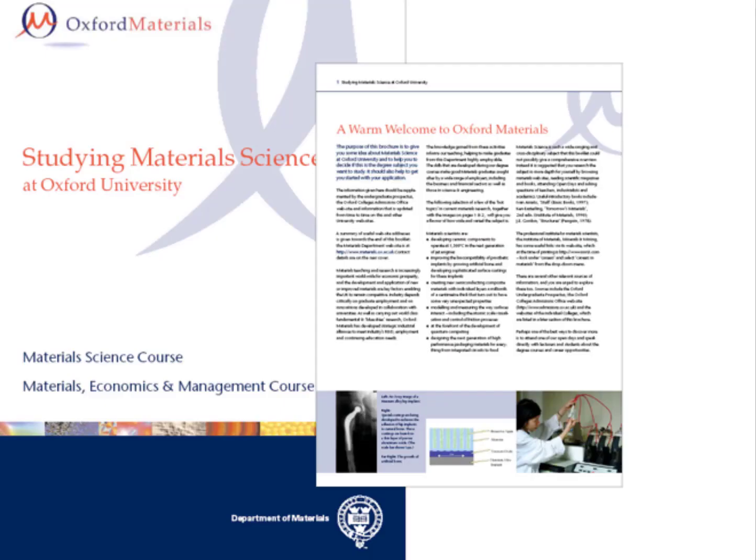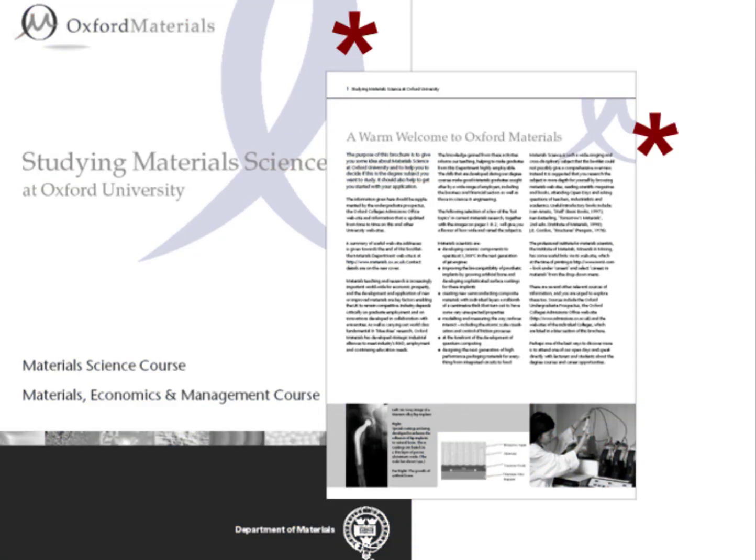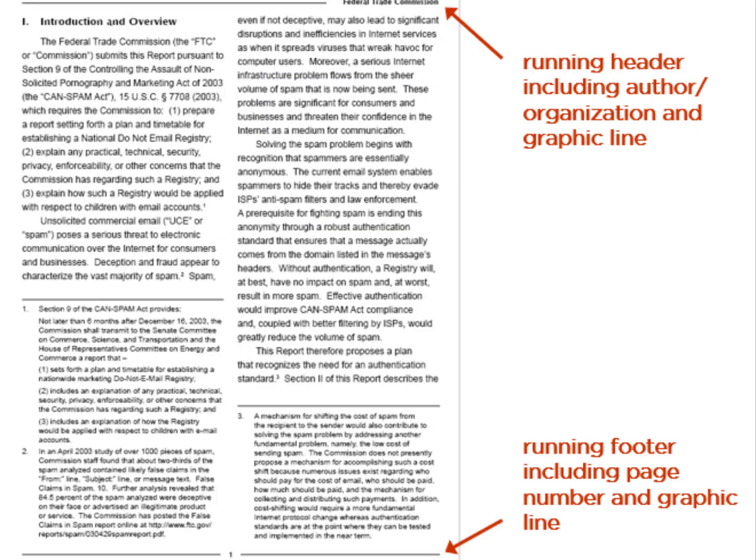This is the Oxford Materials Science Application and Admissions booklet, and they repeat the Oxford Materials logo across the document in various interesting ways, so we're constantly reminded throughout and across the document that we're looking at the Oxford Materials booklet. This is the interior page of a Federal Trade Commission report, and you can see they repeat 2 key elements: a running header that includes the organizational author in a horizontal line, and then a running footer that includes the page number and horizontal lines.